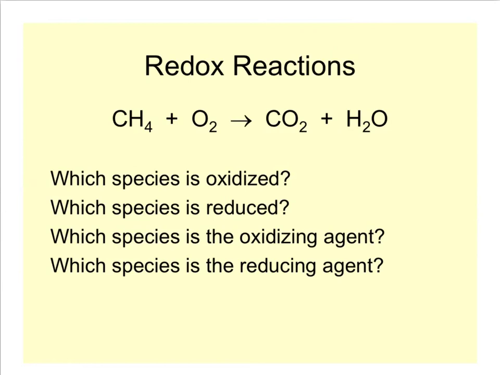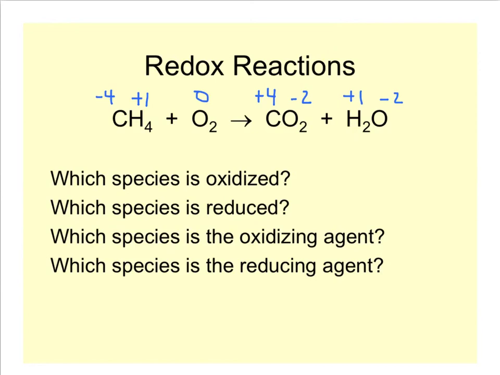Well, in order to figure this out, we should go ahead and assign some oxidation states. All right, the hydrogen here is going to be +1, which means the carbon's going to be -4. Oxygen here is 0. Oxygen here is -2, which means that the carbon is going to be +4. The oxygen in water is -2. The hydrogen in water is +1. So there are my oxidation states.